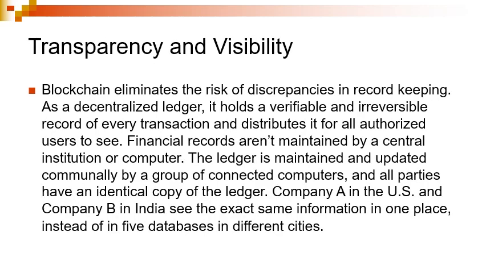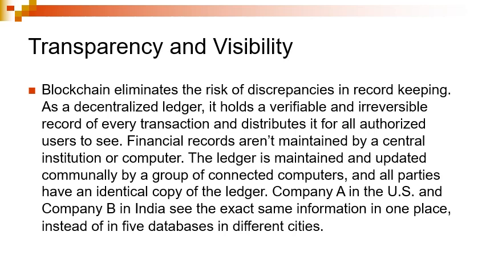Transparency. Blockchain eliminates opacity. We know that the blockchain is very transparent. Everyone has the copy of the ledger. Each node has the copy. Everyone can see the transactions in the ledger. So it is very difficult to tamper the blocks in the blockchain. Blockchain eliminates the risk of discrepancies in record keeping. As a decentralized ledger, it holds a verifiable and irreversible record of every transaction and distributes it for all authorized users to see.